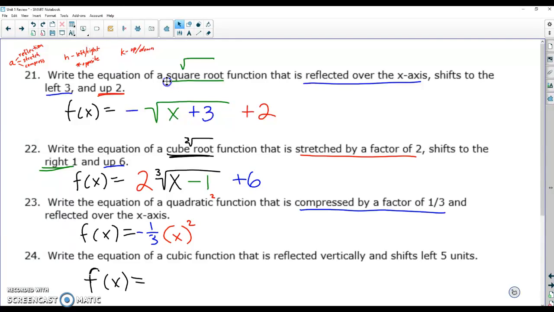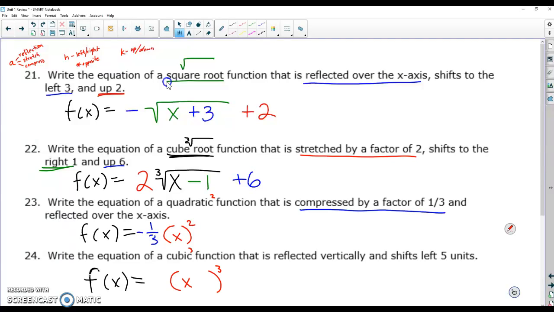Number 24 says, write the equation of the cubic function. So again, cubic means it's to the third power. And it's reflected vertically, shifts left 5 units. So first, I'm going to put the cubic in, x to the third power up here.